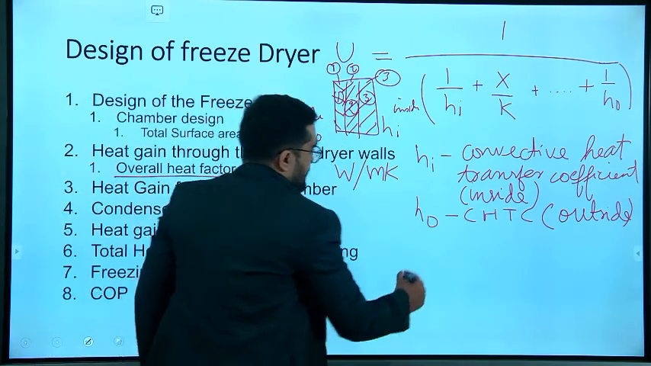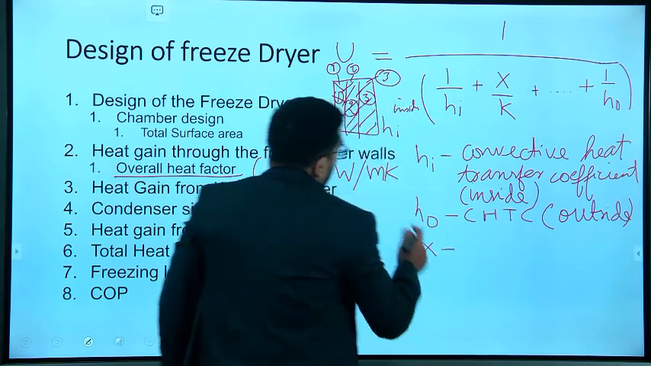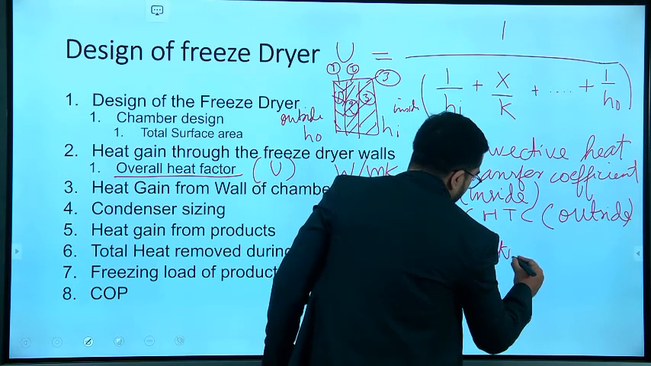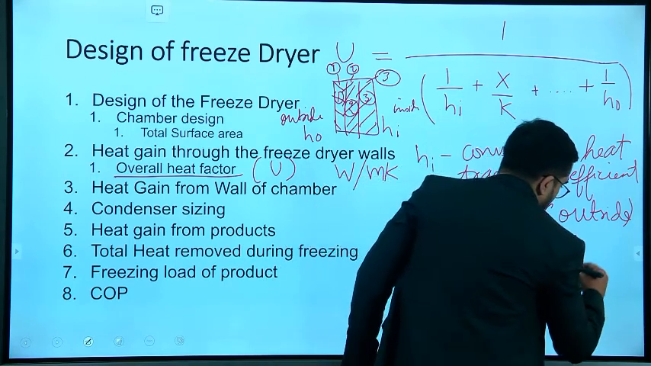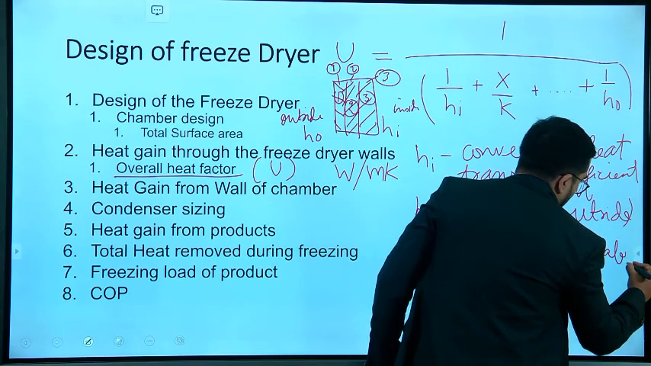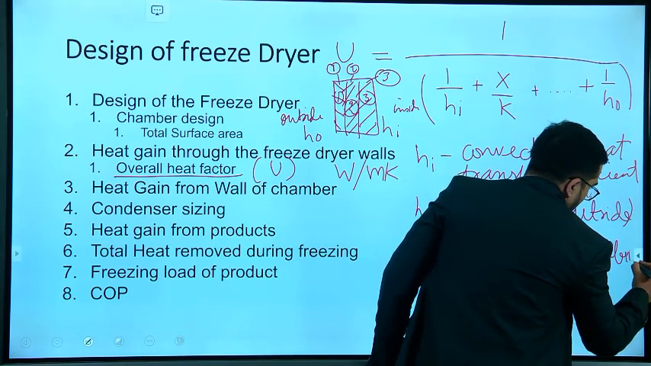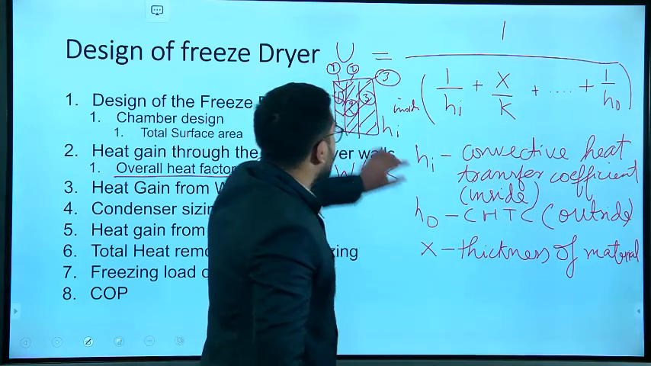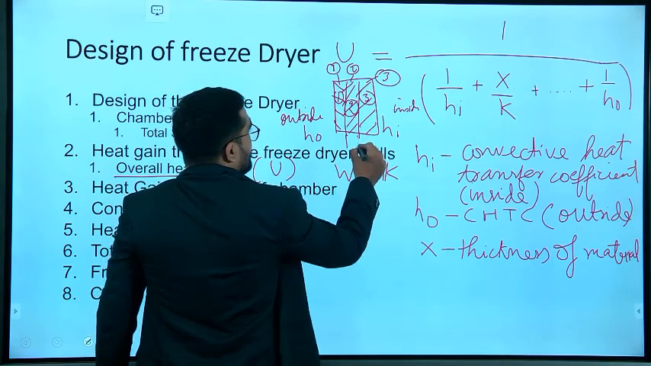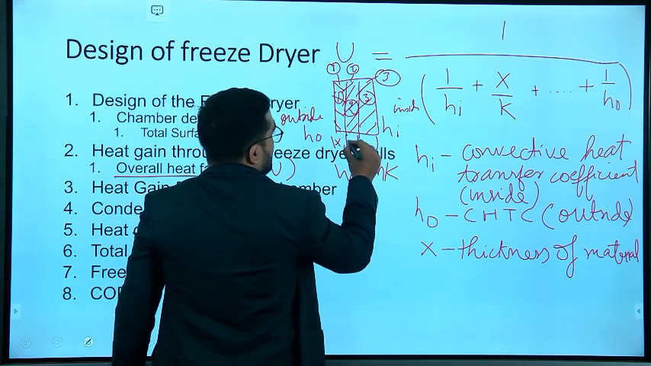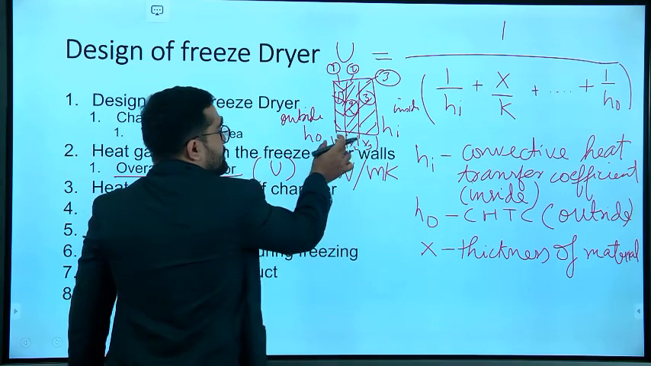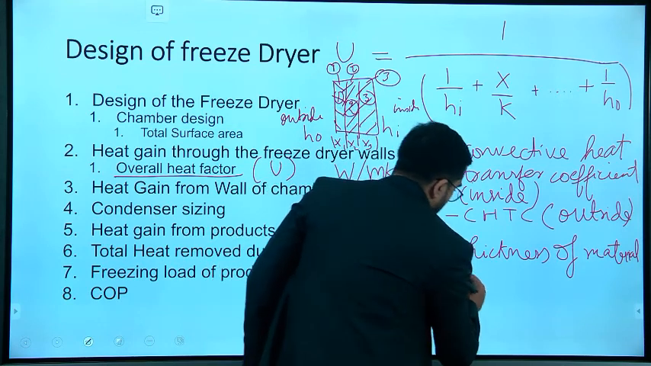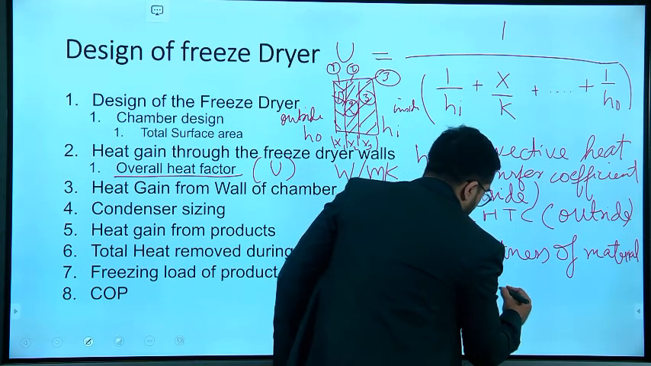Now, we will deal with X and K. X is nothing but the thickness of the material inside the wall. This wall contains 3 different materials, so this will be X1, X2, X3, the thickness of each material. K is the thermal conductivity.